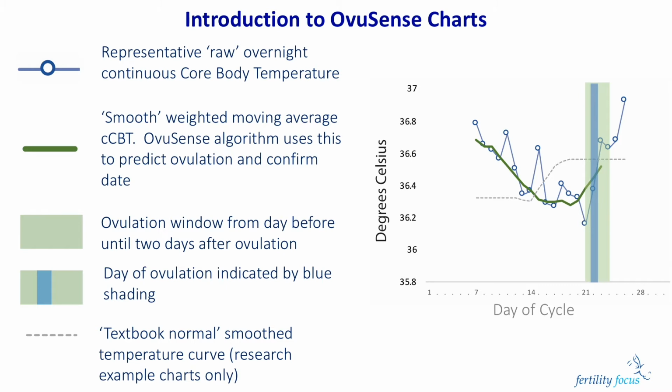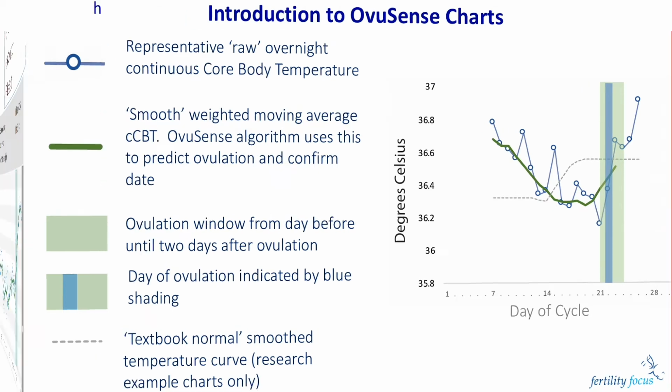OvuSense draws 2 continuous core body temperature curves on each chart. The blue line shows the raw, representative overnight temperature values plotted on a daily basis. The green curve shows the smooth weighted average temperature values produced by the OvuSense algorithm. OvuSense uses this curve to predict ovulation up to 24 hours in advance in real time using current cycle data.